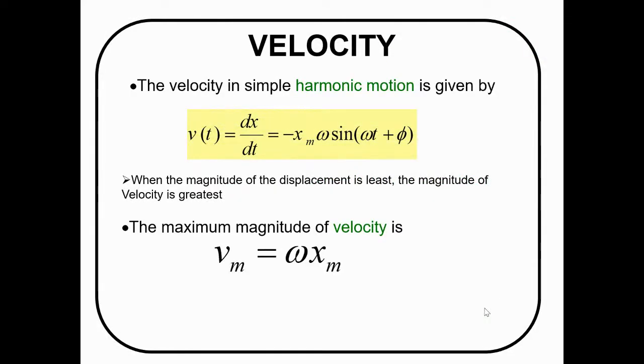Now, how to calculate the maximum speed? Just before I told you, what is our wave equation based on displacement? Could you please recall the equation? x of t is equal to xm, this is my amplitude, cosine function, omega t plus phi, the phase angle. Am I right? Yes, you're right.